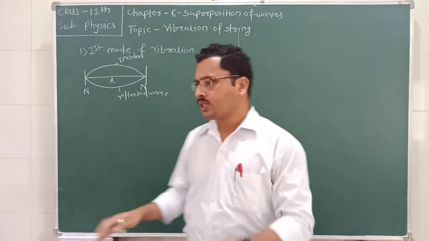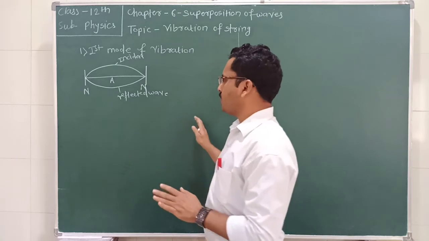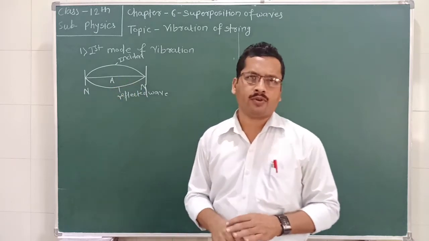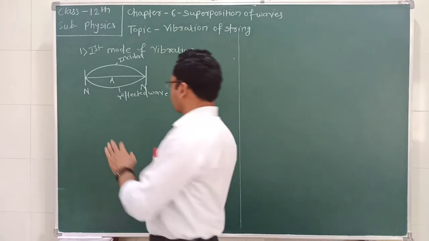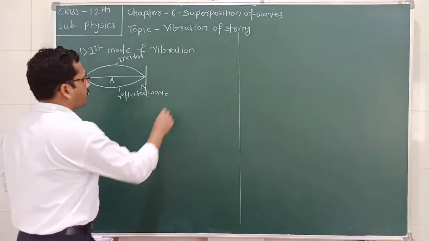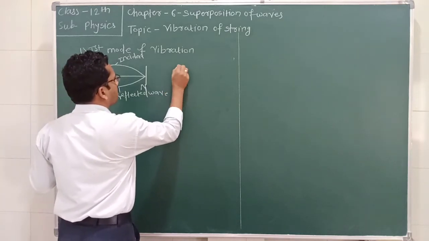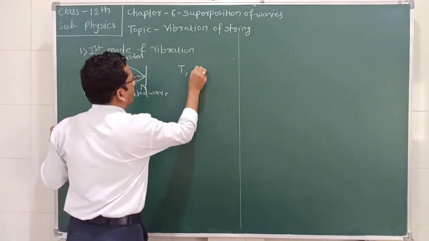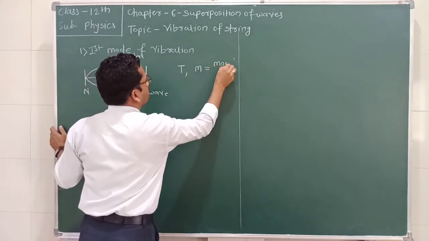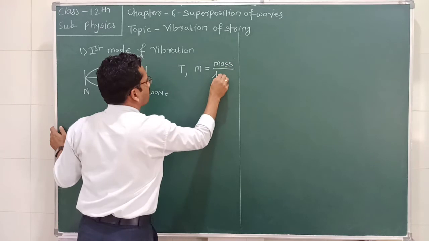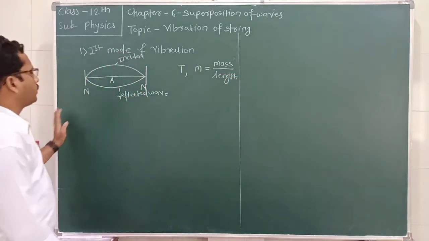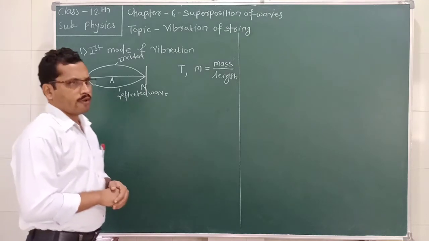So, in the first mode of vibration of a string, two nodes and one antinode are formed. So, this is the first mode of vibration. Let us consider the tension in the string to be capital T, and small m is the linear density, that is, mass per unit length.